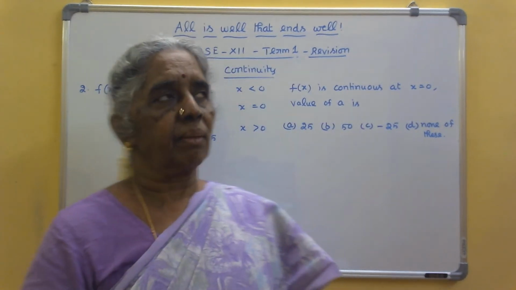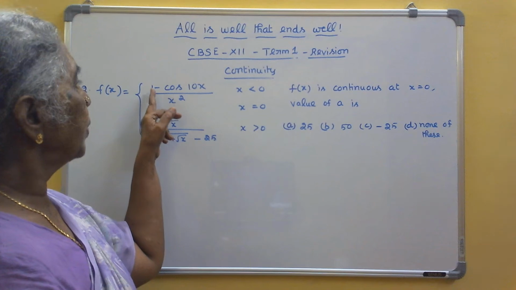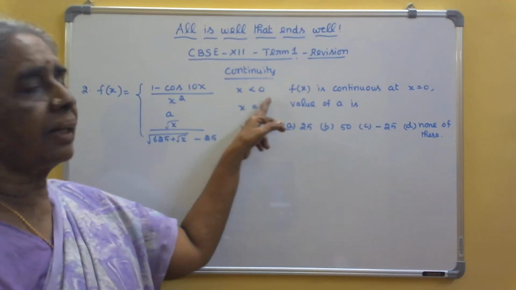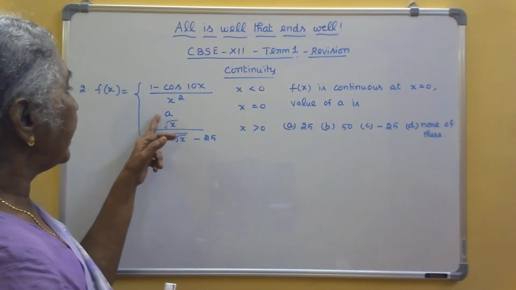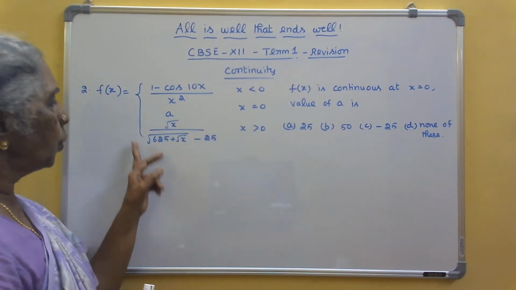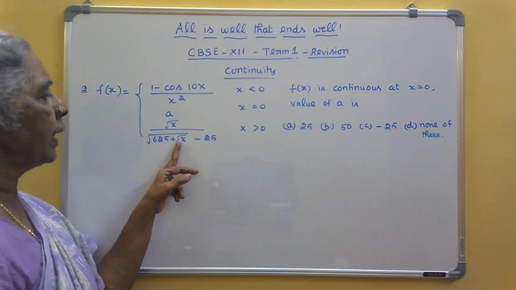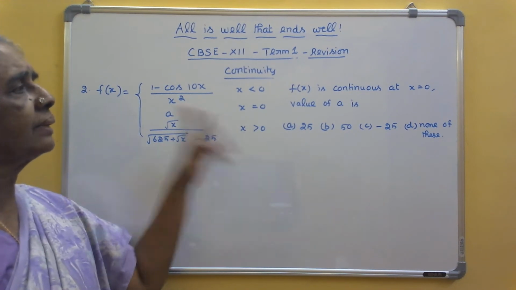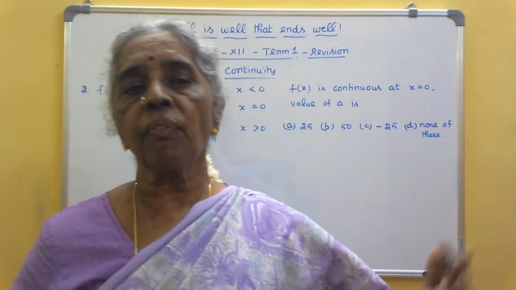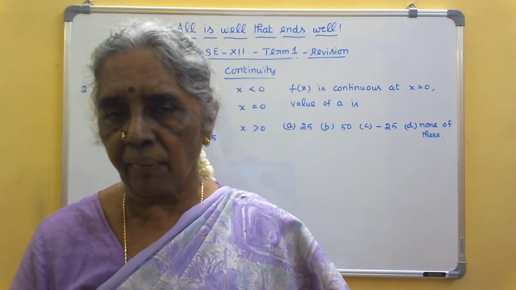Now look at the second sum. F of x is equal to 1 minus cos 10x by x squared, x lesser than 0. A, x is equal to 0. Root x by root of 625 plus root x minus 25, x greater than 0. F of x is continuous at x is equal to 0. You have to find the value of a and 4 options are given.